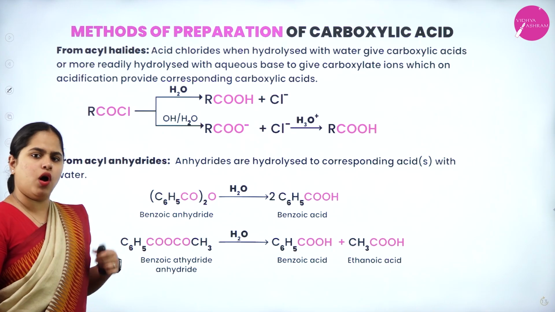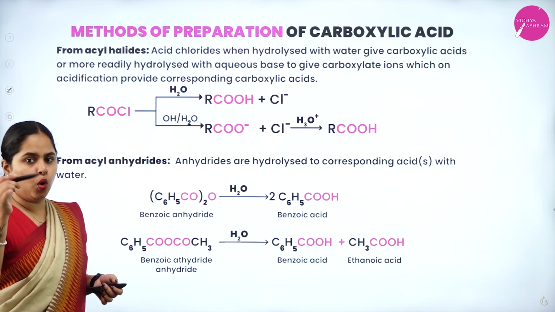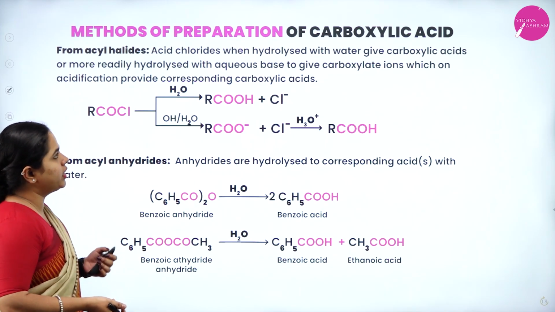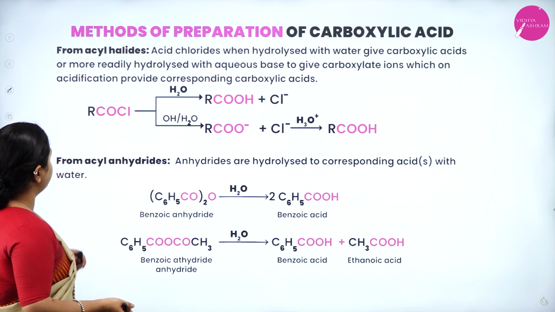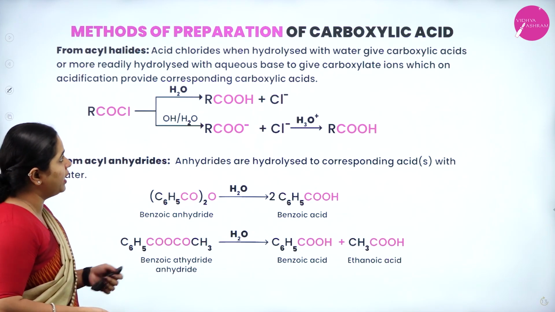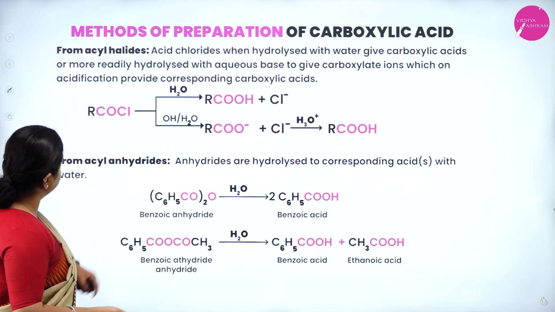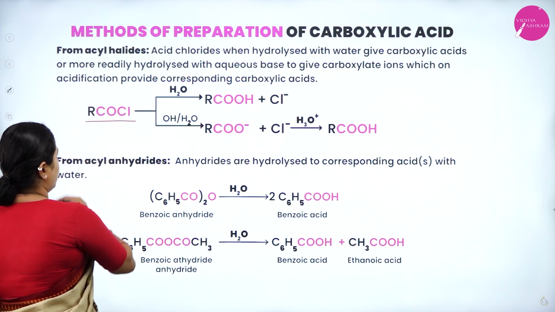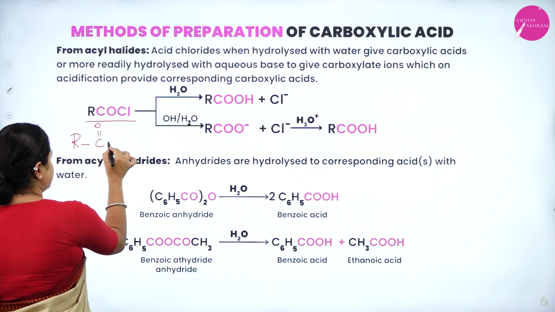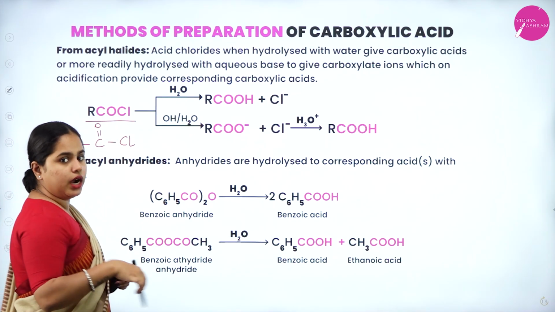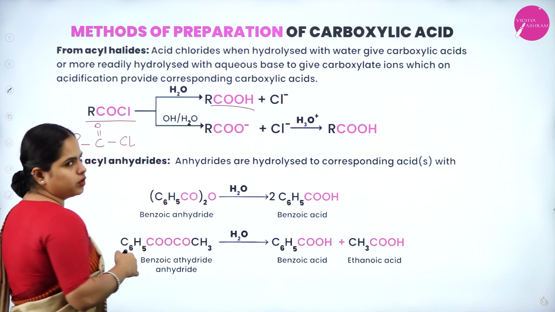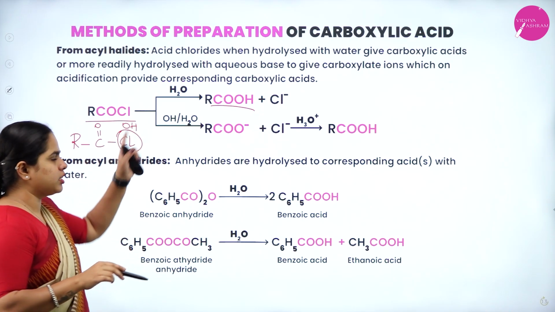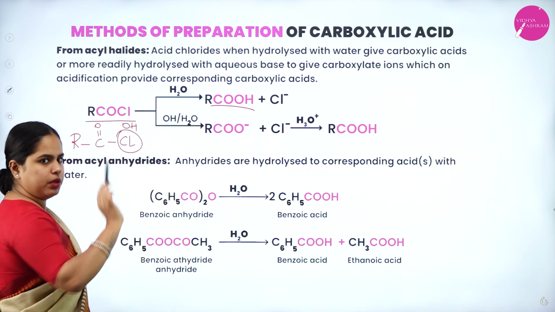Now the next method is from acyl halide. Acyl halide we already know, acid halide, that is RCOCl, obtained from carboxylic acid itself. So acid chlorides, when hydrolyzed with water, give carboxylic acid, or more readily hydrolyzed with aqueous base to give carboxylate ions, which on acidification give carboxylic acid. So acyl chloride, RCOCl, reacts with water, hydrolyzes, and forms carboxylic acid. The Cl will be replaced by OH from the water, so you will get the corresponding carboxylic acid and Cl minus will be removed.